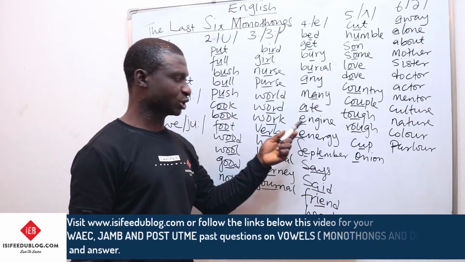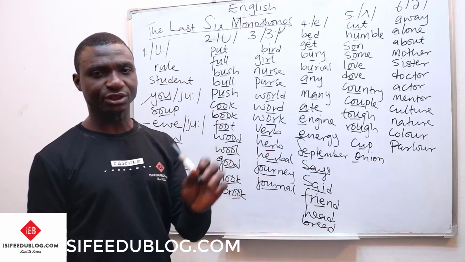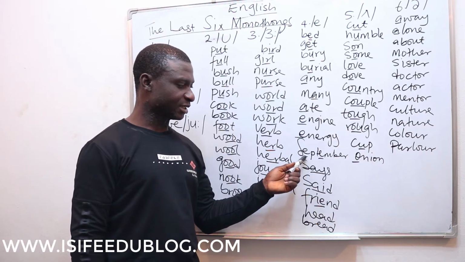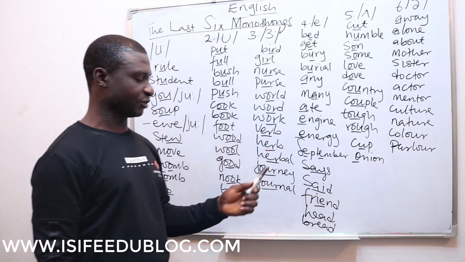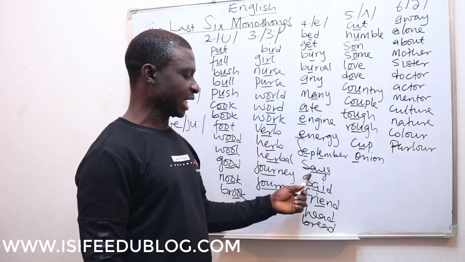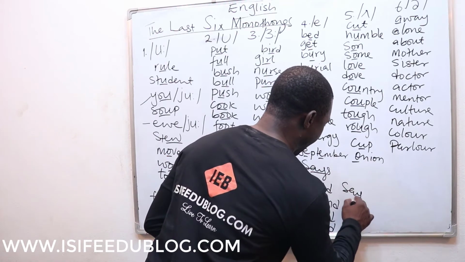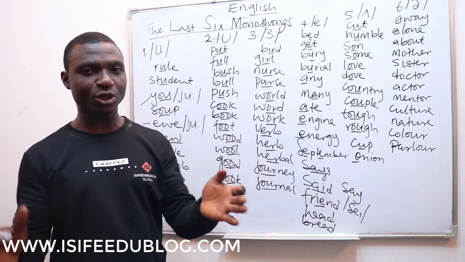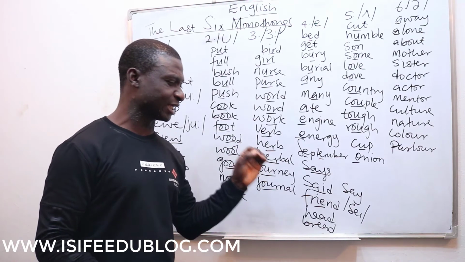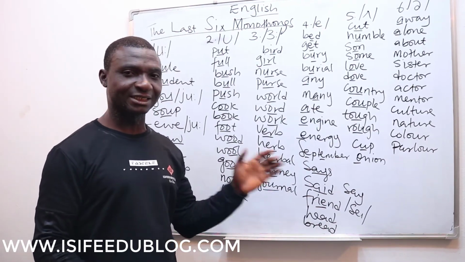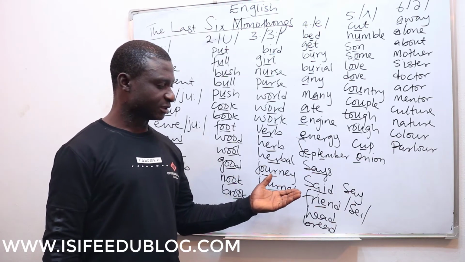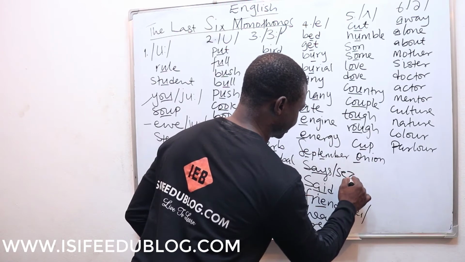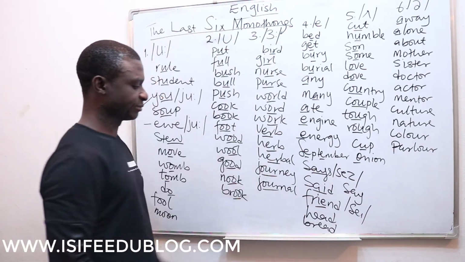Remember, we mostly say engine with the wrong vowel, but the correct one is engine. Energy. September. Says. So in September, the first E and the second E all give you the sound we're talking about. If you have S-A-Y, it is pronounced say. But S-A-Y-S is pronounced says. So watch the dynamics of the English language. Then you have it in said, friend, head. And here is bread and head.